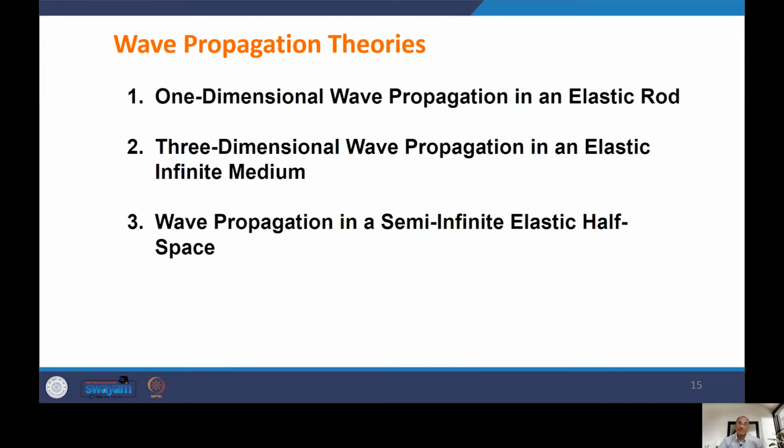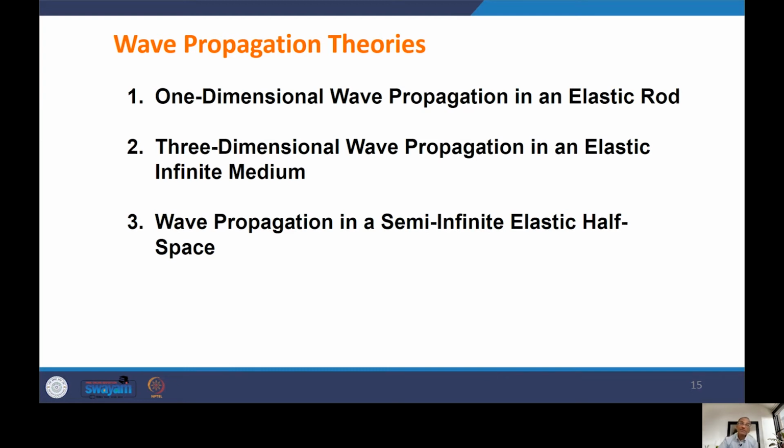Then you have three-dimensional wave propagation in an elastic infinite medium. Okay, because inside the earth it can be considered an elastic infinite medium. But when you come to the surface of the Earth, then it is a semi-infinite elastic half space. As we discussed in the last lecture, lecture 32, what is a half space? A half space is basically a semi-infinite medium. So the last one is the most realistic case, and we are going to discuss these three one by one.